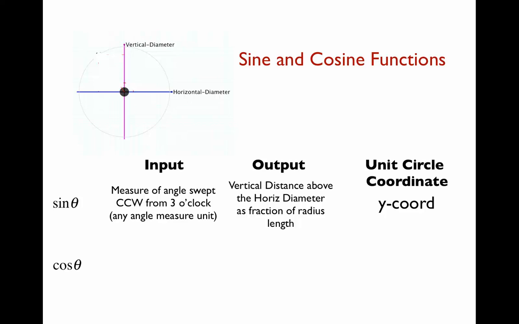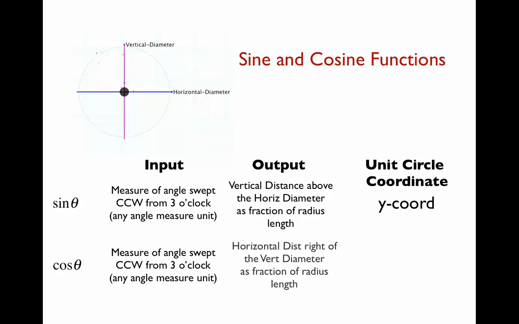Nick. Same input as sine. Same exact input as sine. Output of cosine. Divi. Horizontal distance from the vertical radius towards the right. Towards the right in what unit? Fraction of radius. That's it. Horizontal distance to the right of the vertical diameter as a fraction of the radius length. Coordinate. X.